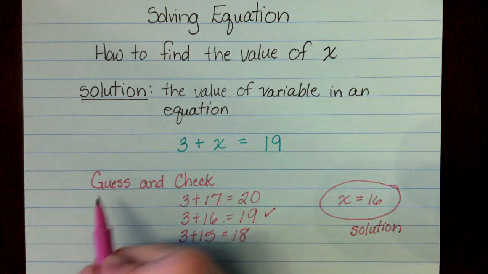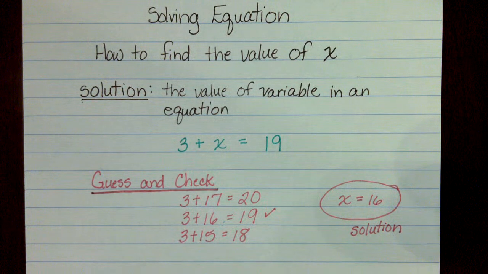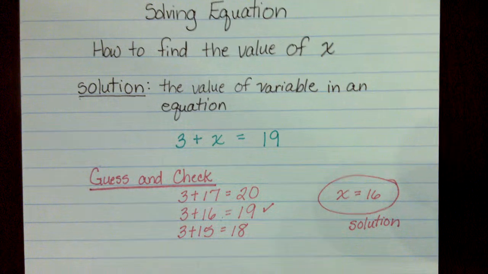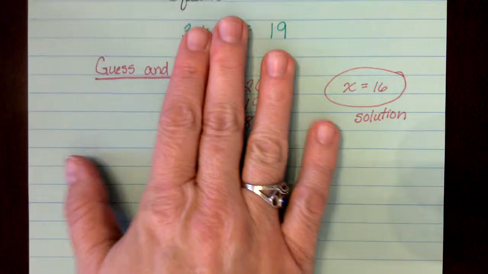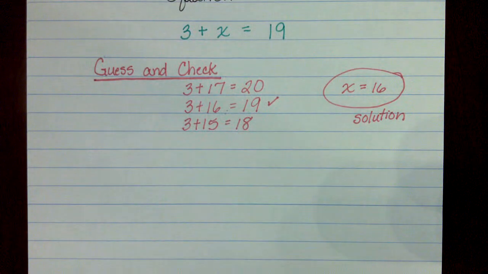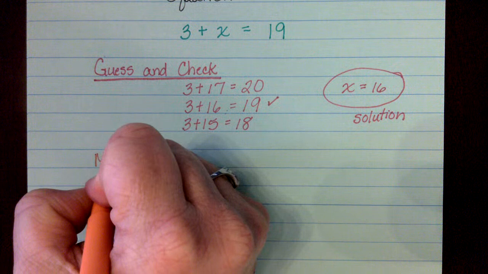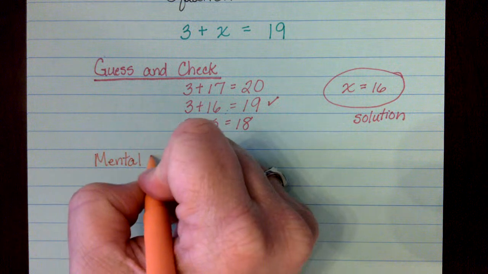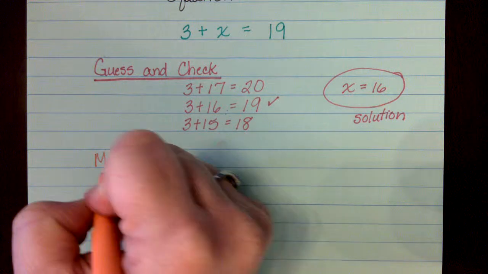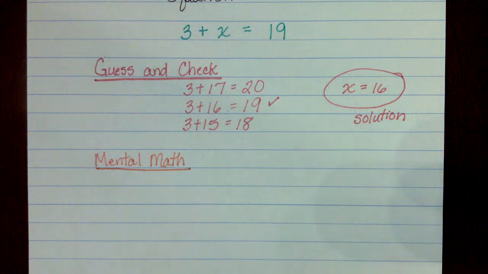So guess and check is one strategy that you could use. The next strategy is mental math. You may have used it up here, but this was just an example of guess and check. Mental math is using the information that you remember and know about your math facts to help you solve the problem. So using mental math, let's say Johnny had some eggs in his basket.